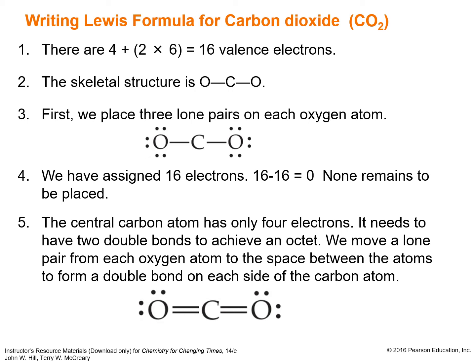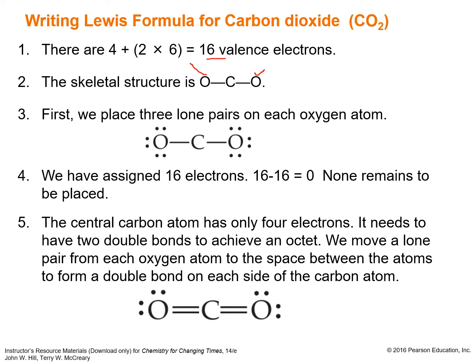Here's one more example of carbon dioxide. So carbon, you know, has 4 valence electrons. Oxygen is 6. So 2 times 6 is 12. 12 plus 4 is 16. The more electronegative elements are oxygen, so they are on the terminal ends. Carbon is in the center.